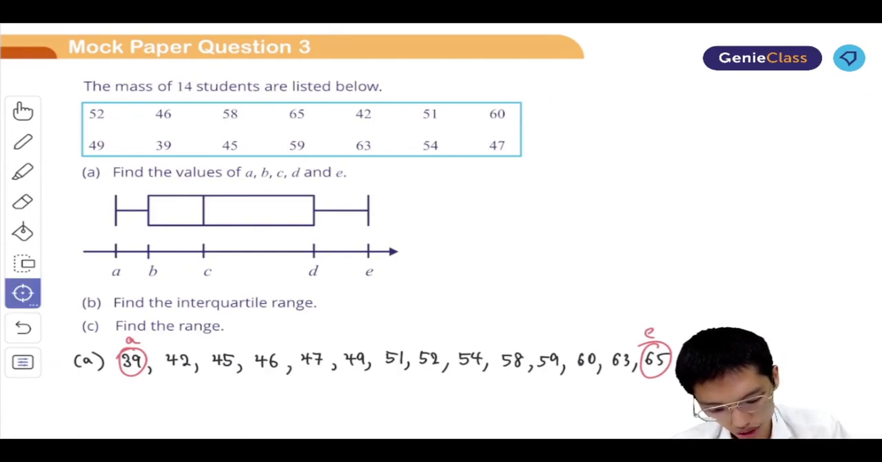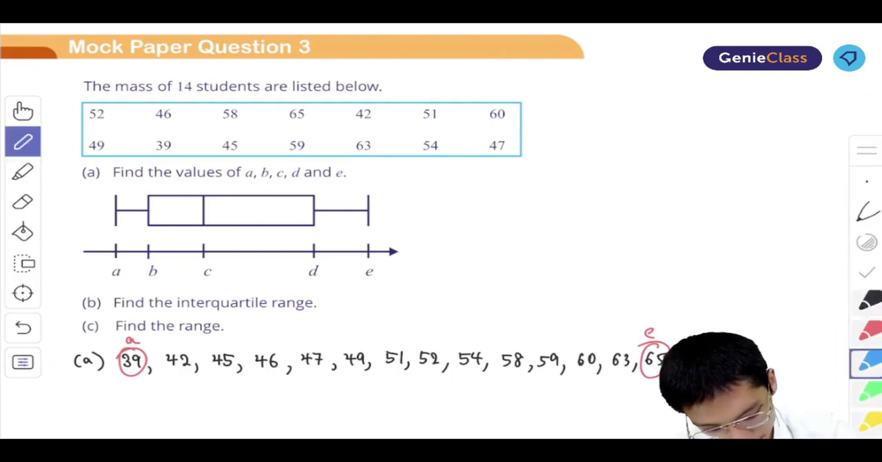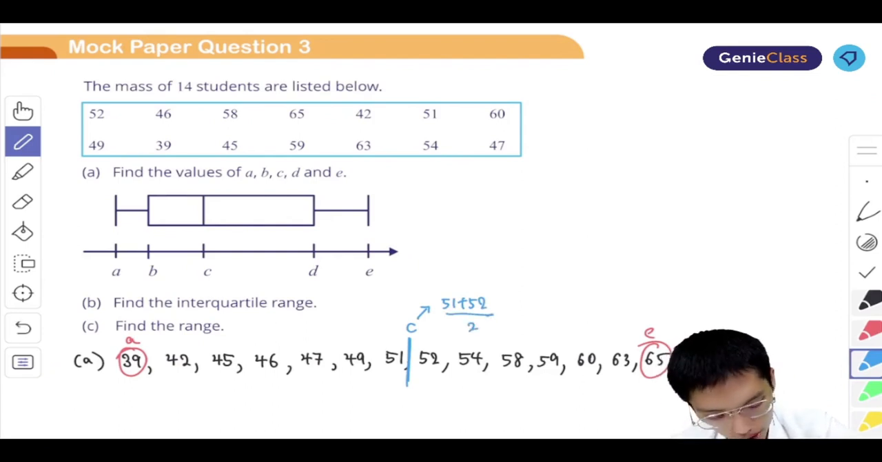So 1, 2, 3, 4, 5, 6, 7, and 8. I'm looking at the middle point between them. So therefore, this is my middle point. And C in this case will just be 51 plus 52 divided by 2. This is going to be 51.5.